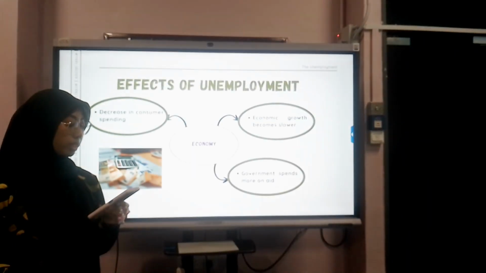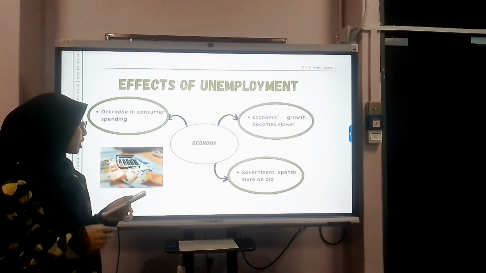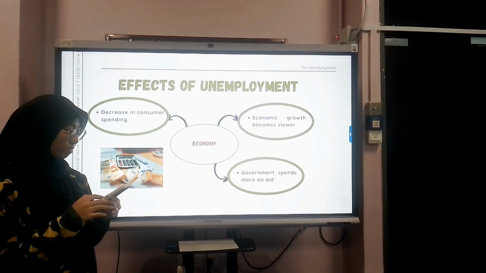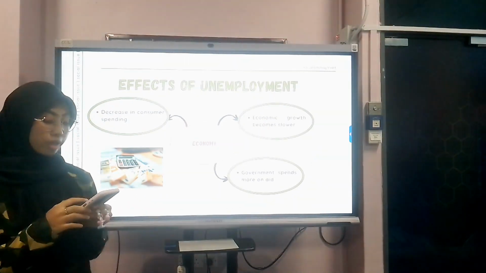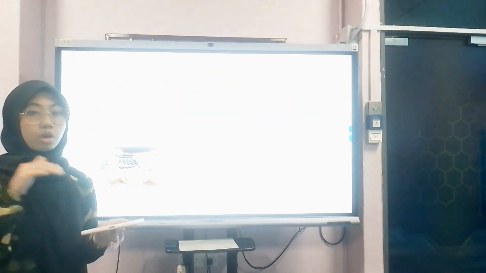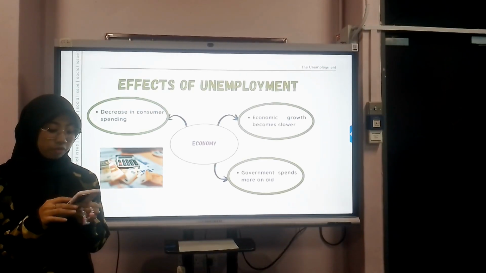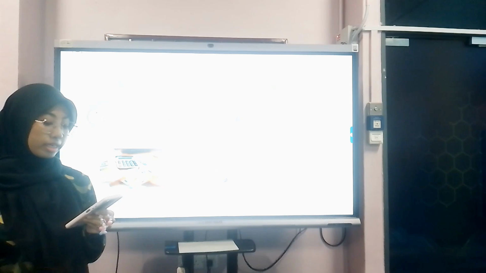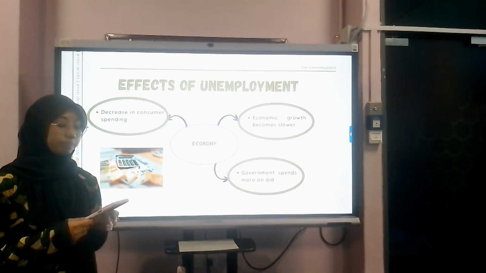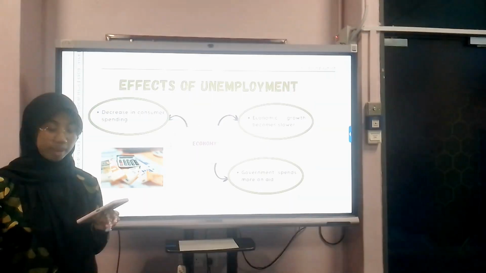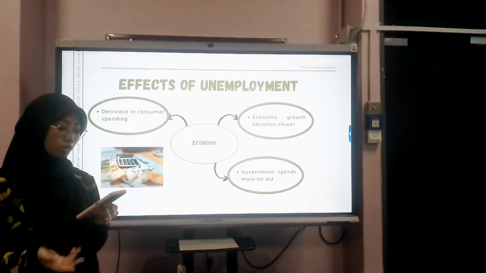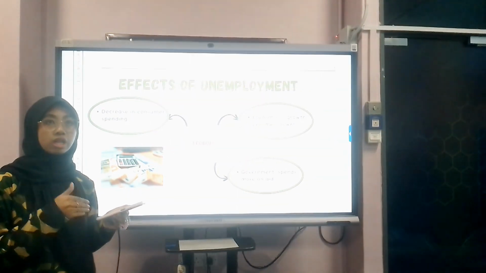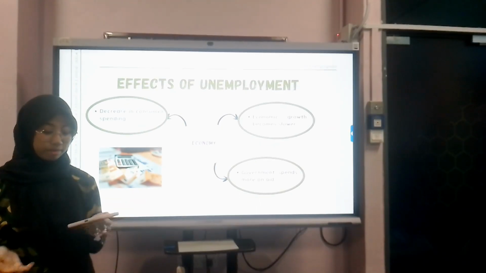Besides that, unemployment can also slow down the country's economy. If many people are unemployed, the country's productivity will be going down, right? Fewer goods and services are produced, and consumer spending decreases because people have less money to spend. So the government also has to spend more on financial aid and welfare programs.